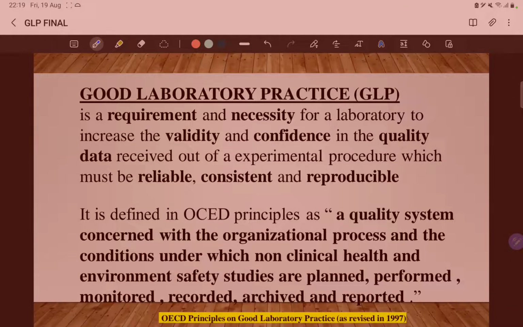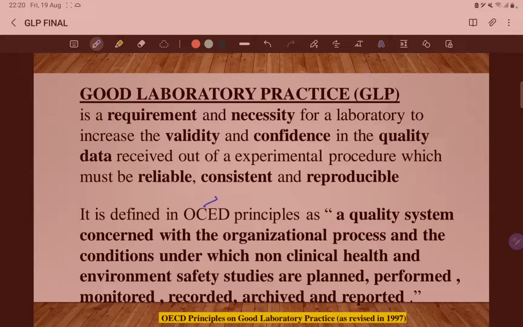So good laboratory practice is a requirement and necessity for a lab, right, to increase the validity and confidence in the quality data received out of experimental procedure, which must be reliable, consistent and reproducible. It is defined in the OECD principles.